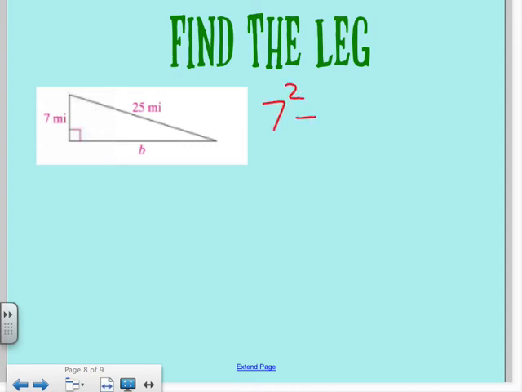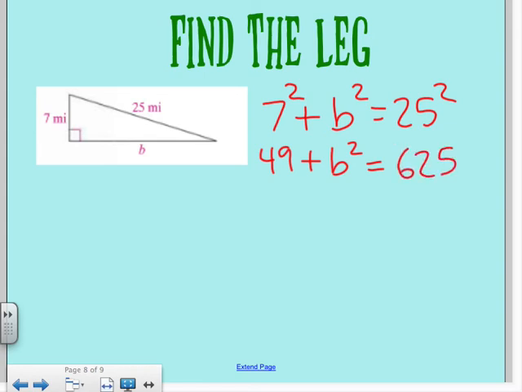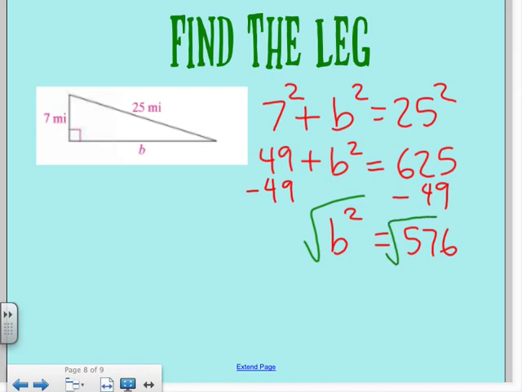All right, again, we're missing a leg. So we got 7 squared plus B squared equals 25 squared. 7 squared is 49. 25 squared, I think, is 625. All right, take away 49 from both sides. We get 576 is B squared. But please don't forget, for some reason, people forget this last step, the square root. So B is the square root of 576, which, let's see what that is, 576, 24.